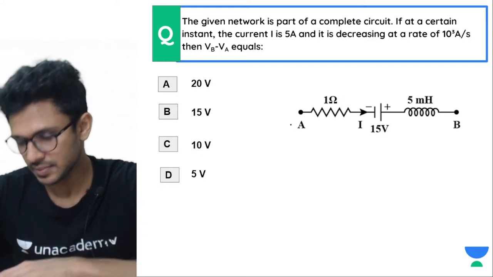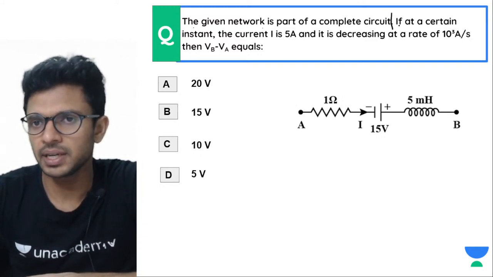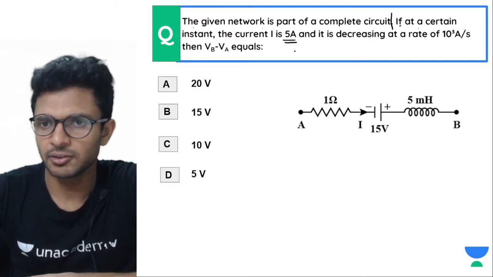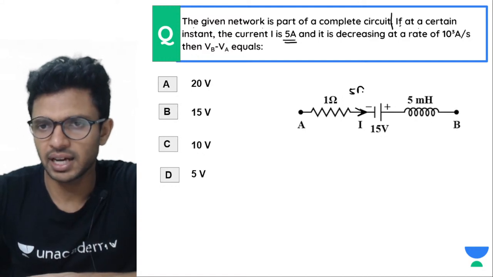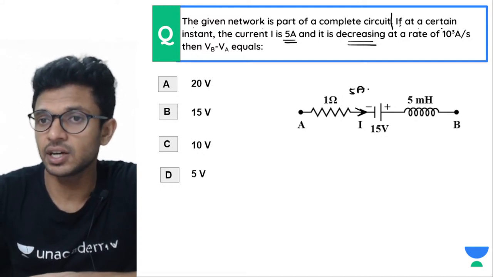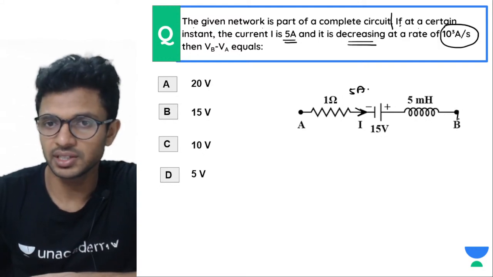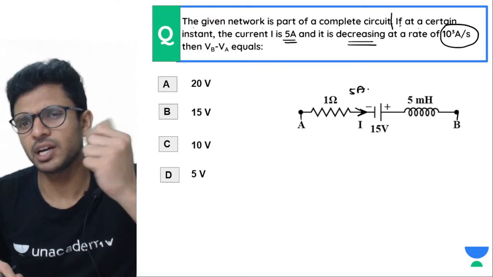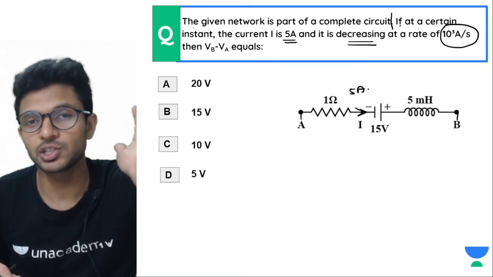Okay? Look. The given network is a part of a complete circuit. If at a certain instant the current is 5 ampere, right? You are having a current towards right with a value of 5 ampere. It is decreasing at a rate of 10 power 3 ampere per second. Question here is, what is Vb minus Va? Tell me, how can we find out the potential difference between two points? How? By using Kirchhoff law.